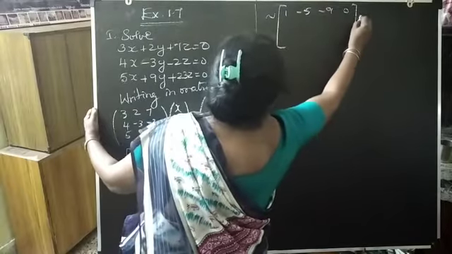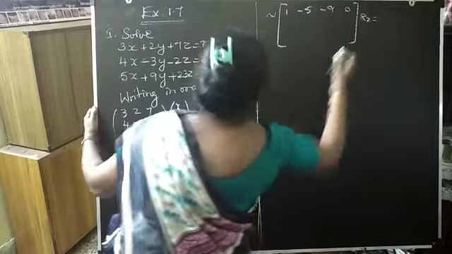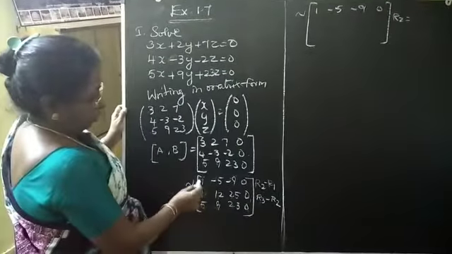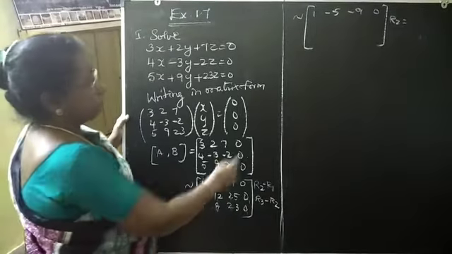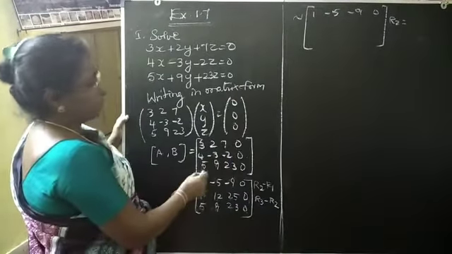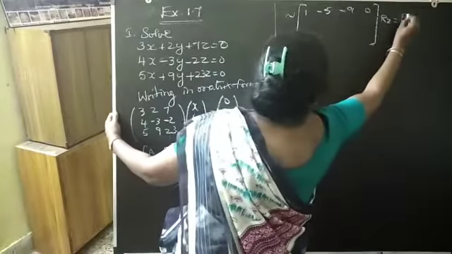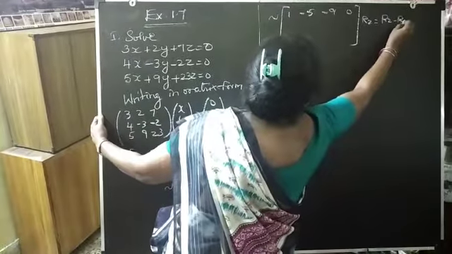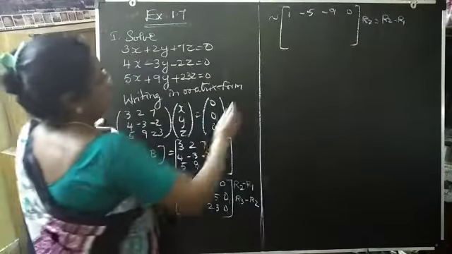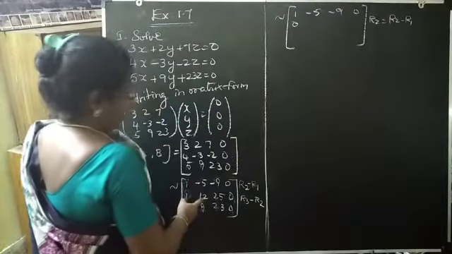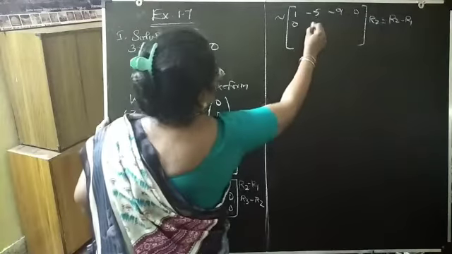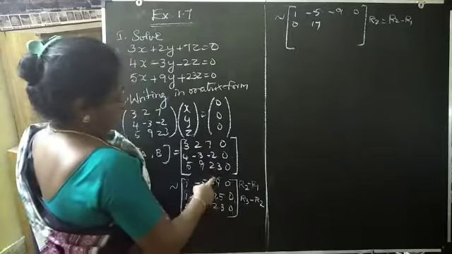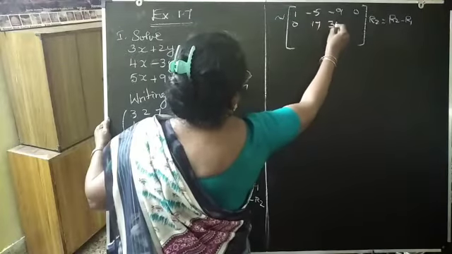write the first row as it is 1, minus 5, minus 9, 0. Second row R2: now we are supposed to make the first element of the second row 0. So R2 is equal to R2 minus R1. This gives you 1 minus 1 is 0, 12 minus of minus 5 is 17, 25 minus of minus 9 is 34.